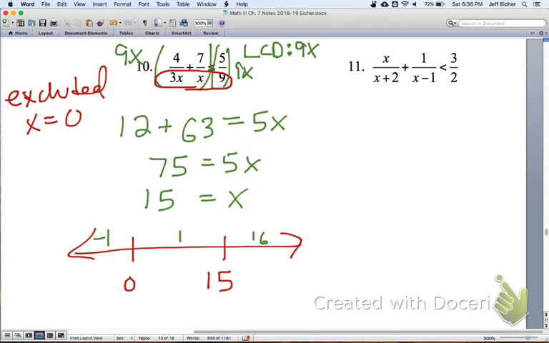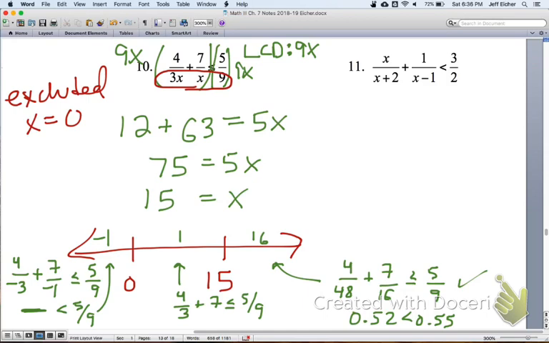All right, so the first region, I got a negative number less than 5/9. That's true. So we would shade on this side of the line. This middle part between 0 and 15, I got 7 4/3 less than 5/9. That is false, so I'm not going to shade in the middle there. And then the last one, I had to use a little calculator action to help myself out there. 0.52 is less than 0.55, that's true. So we're going to shade on this side of the line.